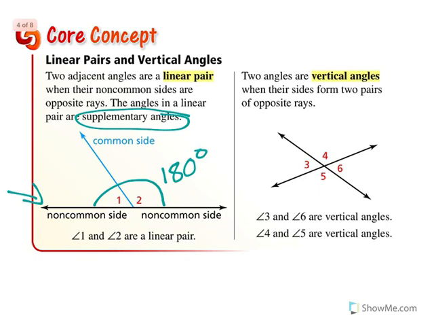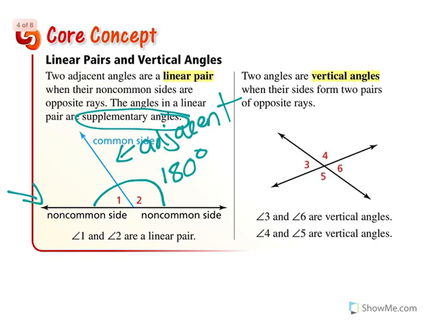Okay? So whenever they have this common side over here, it makes them adjacent angles, like we just talked about. And then they also add up to be 180. So one thing you can think about is a linear pair is always supplementary. But supplementary angles don't always have to be necessarily a linear pair. We can split supplementary angles apart.